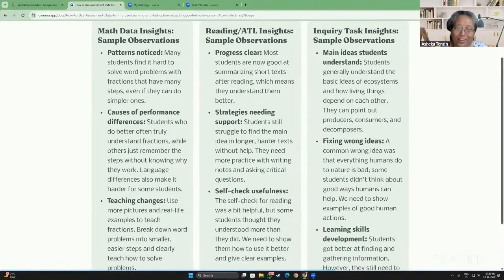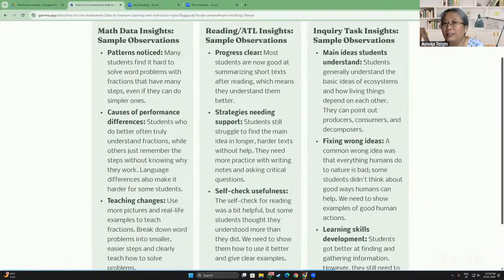And also you can break down word problems into simpler, smaller steps, and clearly teach them how to solve those problems, right? So yes, whatever insights you have given, that means you know how to use data to improve the instructions. But I really hope that you actually do it in your classes where you analyze your data, after you have finished a certain portion of your content or the teaching that you have done in class.